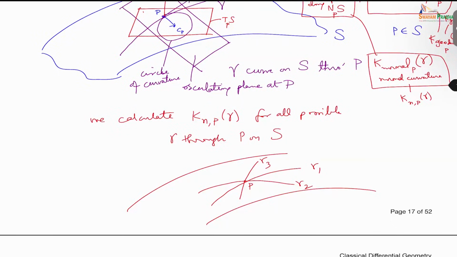What is more interesting is that there is a curve which gives a minimal normal curvature, and there is a curve which gives a maximal normal curvature. The amazing thing is that this happens in perpendicular directions. This is something that is not directly obvious.